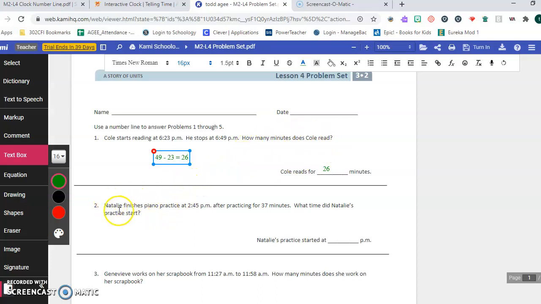Okay, so in this example, Natalie finishes piano practice at 2:45 p.m. after practicing for 37 minutes. So in this one, it gives me the elapsed time. It wants to know what her start time is. There are only 3 parts: the start time, finish time, and elapsed time. If they give you the elapsed time, you're going to have to figure out either the start time or the end time. So it says the end time here is 45. I'm going to have to go back 37 minutes. So in this problem, I'm going to do 45 minus 37. Go back.